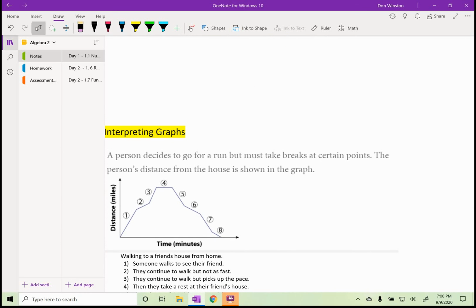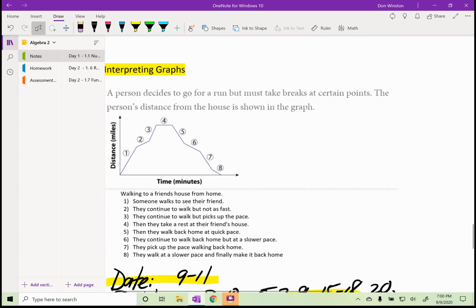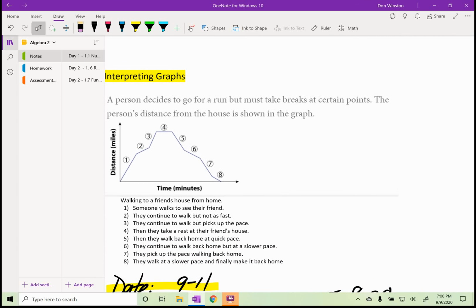Okay, the last thing we have to take a look at is interpreting graphs. So you'll have an assignment on Holt-McDougall that will involve interpreting graphs, which to me is an essential, important skill for Algebra 2. Many of you are going to go on to calculus, and it's all about interpreting graphs. So let's look at this. A person decides to go for a run but must take breaks at certain points.